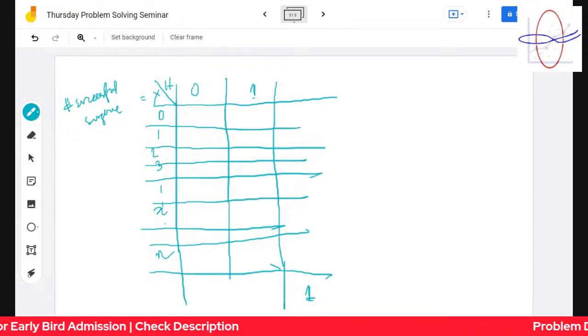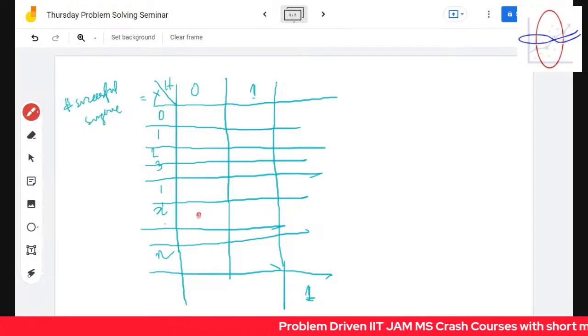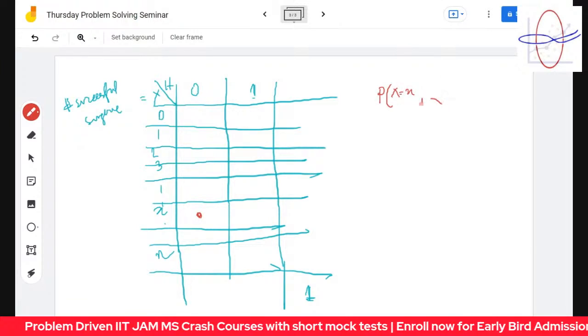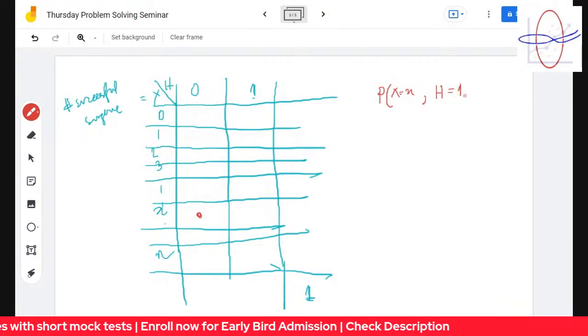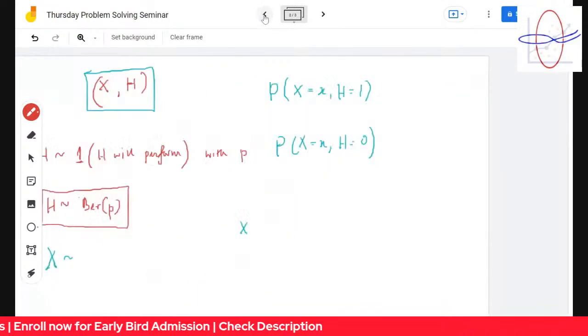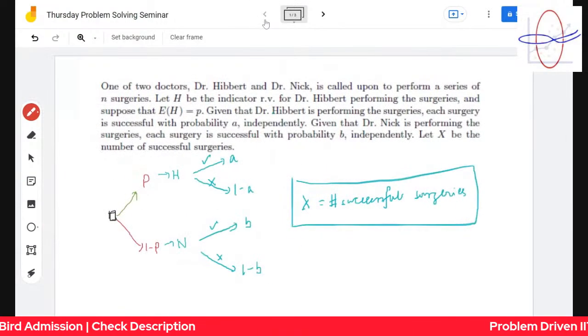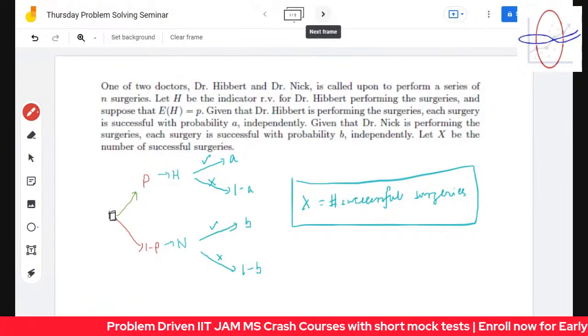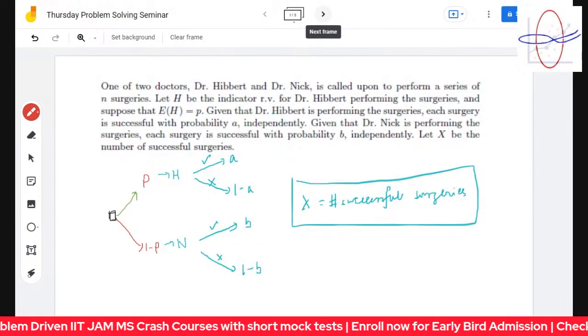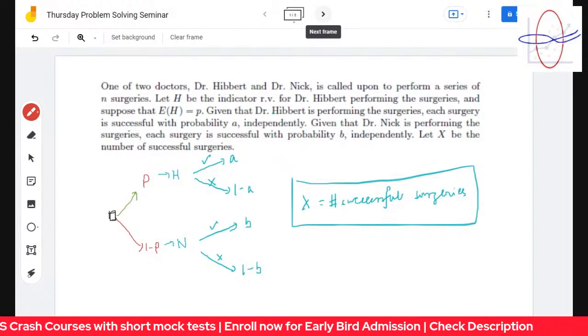This is 1. So therefore, we will find out the individual probability. Let's find out the probability in a general case: the probability that X is equal to small x, that is, x number of successful surgeries are done, and H is equal to 1. Dr. Nick or Dr. Hibbert are randomly called to do the surgeries, and each one of them is doing all the surgeries.